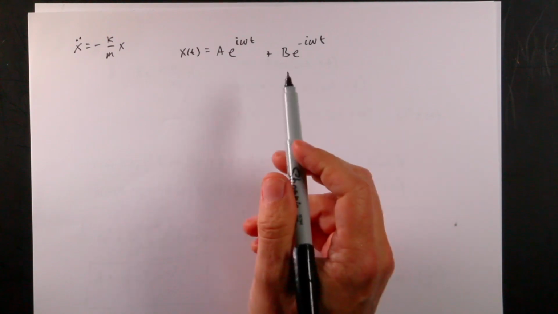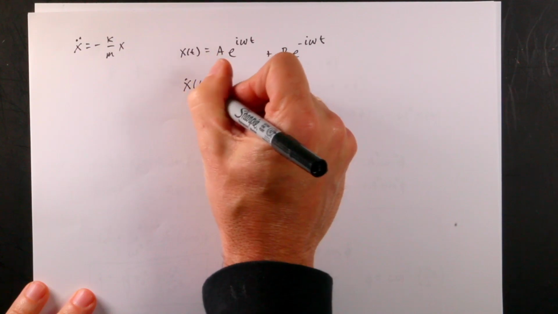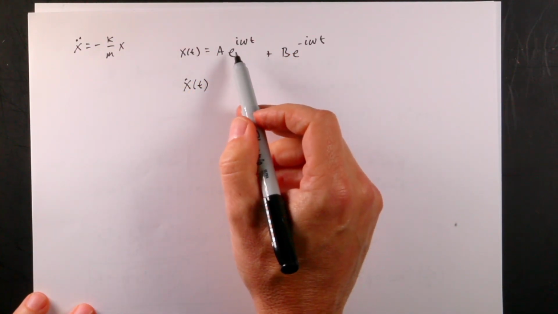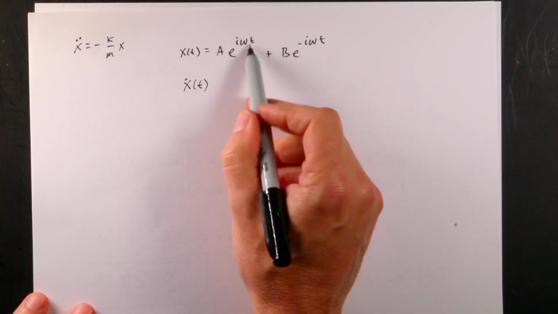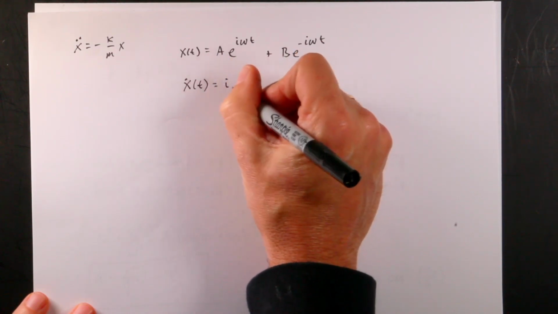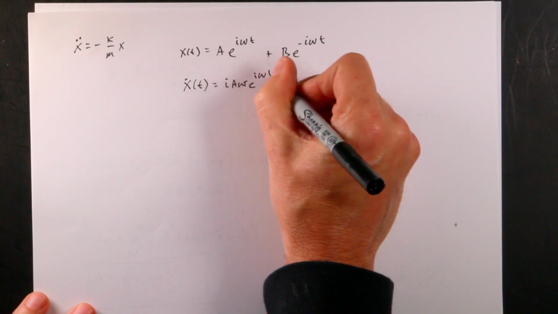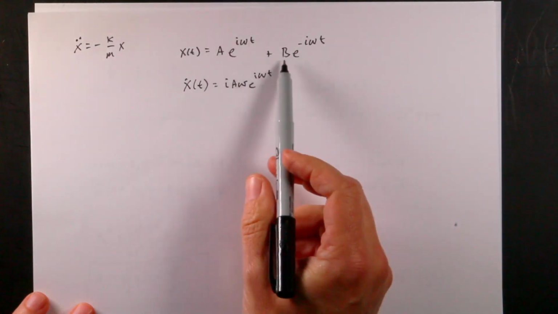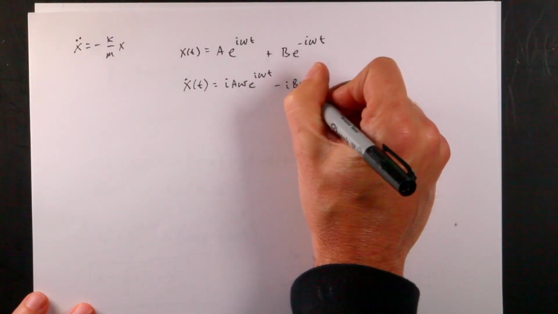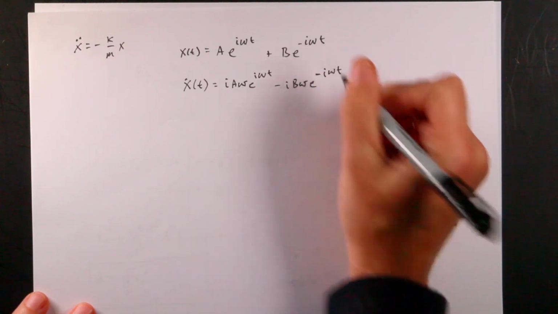So let's just check and see if this does indeed work. Let's take the derivative with respect to time, x dot as a function of t. The derivative of e to the i omega t is e to the i omega t, but I need to take the derivative of the stuff up here, so I get an i omega. So let's write this as i a omega e to the i omega t. And then I need to take the derivative of this. I get minus i b omega e to the negative i omega t.